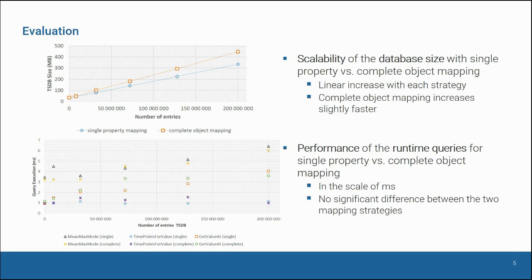We additionally evaluate our approach with regard to scalability and performance. First results show that the database size increases linearly for both strategies, and regarding performance there is no significant difference in executing runtime queries if we execute them with single property or complete object mapping. Both of them have the scale of milliseconds, which is really good.